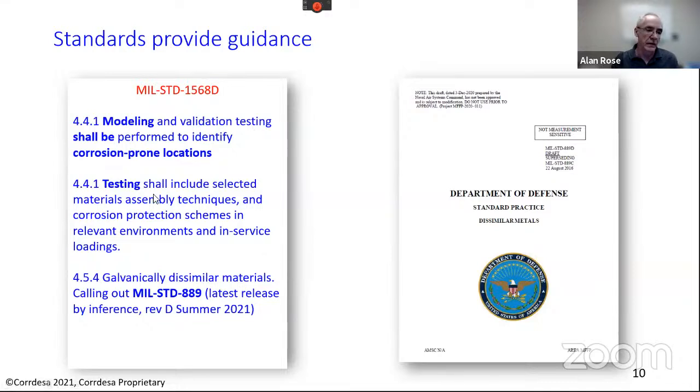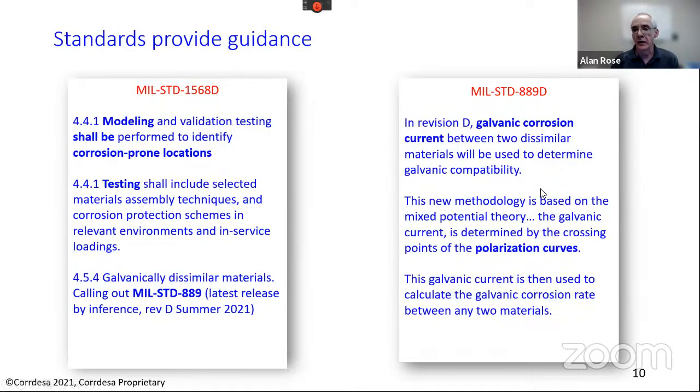And then this MIL standard also calls out other specific ones, one of them being 889D, which is for galvanic corrosion, dissimilar materials. I'm going to talk about that in more detail. It doesn't actually call out the revision, so my inference is that it will always assume the latest revision, and D for Delta is coming out this summer. And that's going to be quite a paradigm shift. I'll just touch on that now.